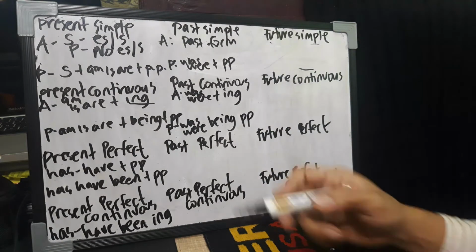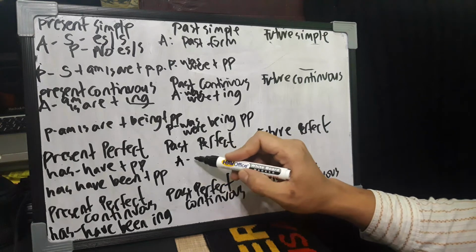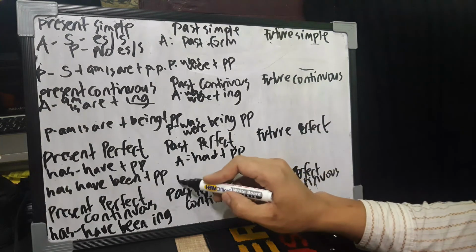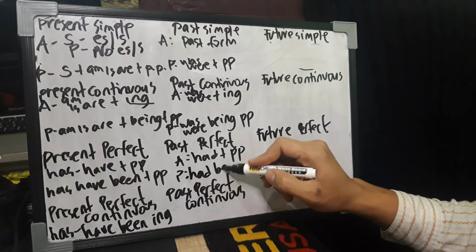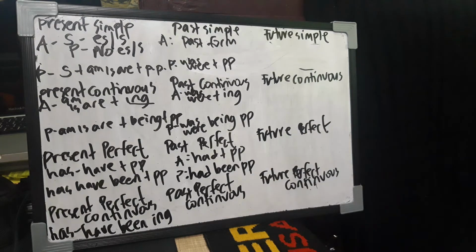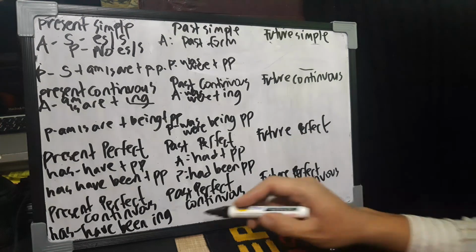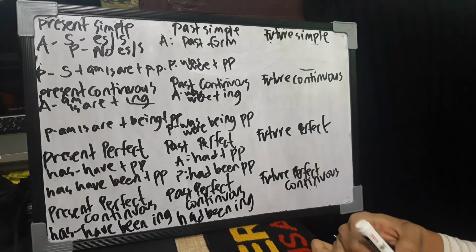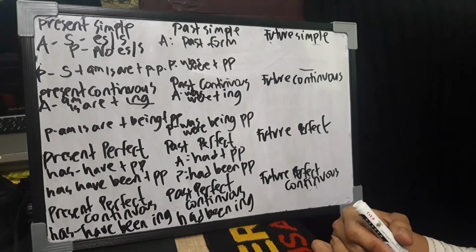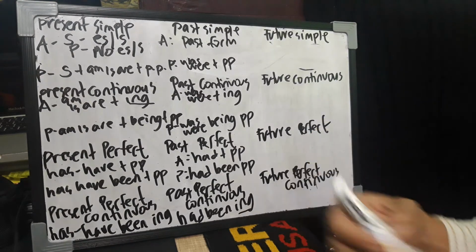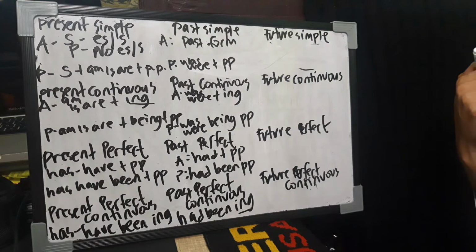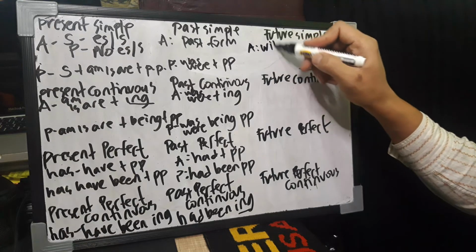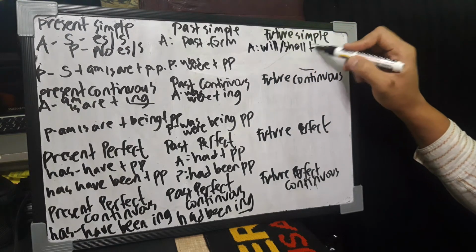How about, teacher, for the past perfect? So for the active, we use had plus past participle. And how about the passive? We use had been plus past participle. How about for the past perfect continuous? So we have had been plus ing. So in that case, do we have the passive? No. For the future simple active, you can use either will or shall plus the base form.